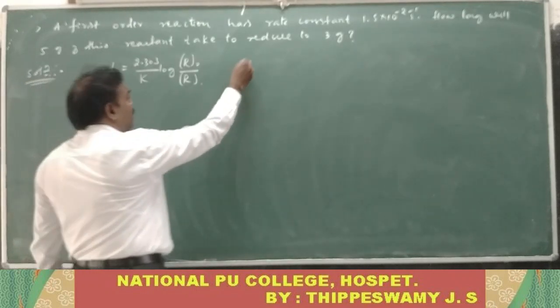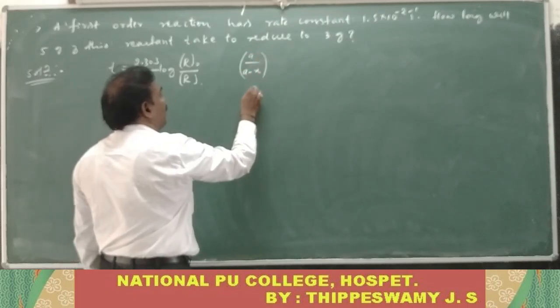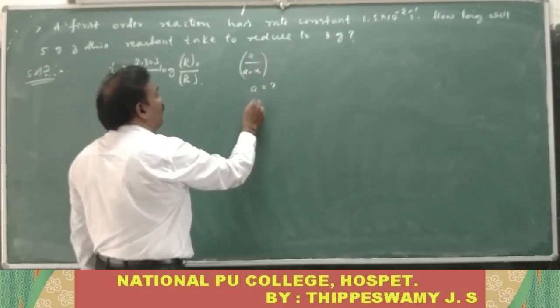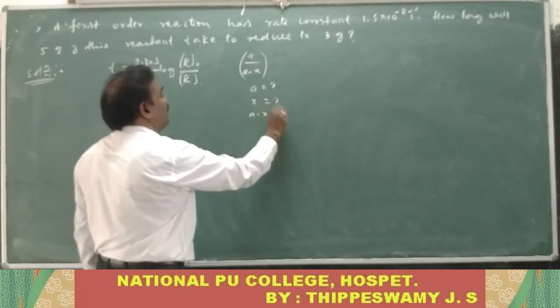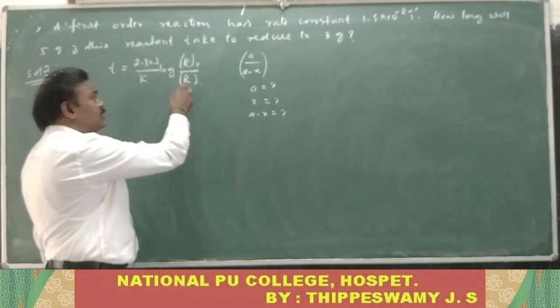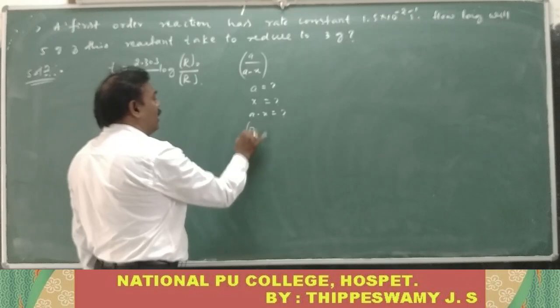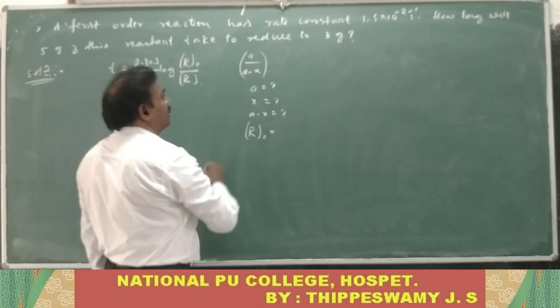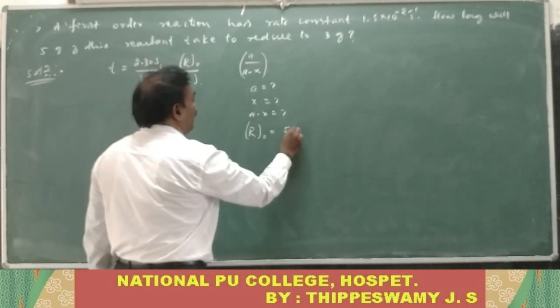Suppose you write a by a minus x. Now at least we will come to know what is the value of a, what is the value of x, and what is the value of a minus x. In order to get this data clearly, we just write this formula. Else we can write here also capital R, R naught. R naught is the initial concentration. What is the initial concentration? That is 5 gram only, we can take.